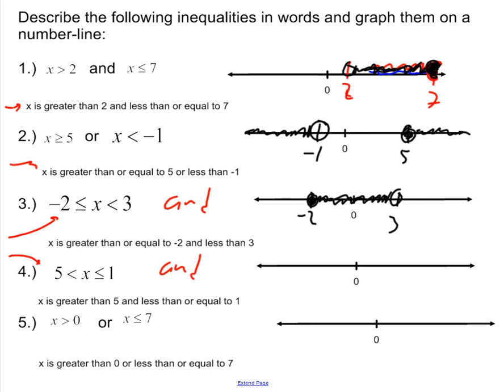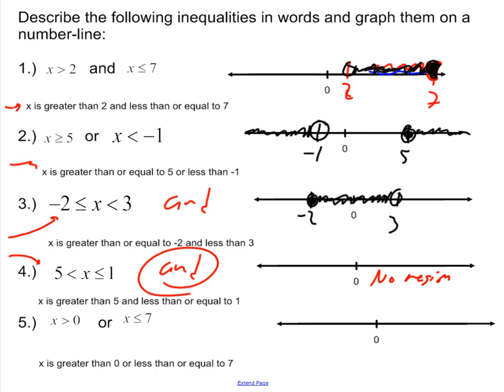Question 4 is interesting. Question 4 says that x is greater than 5 and less than or equal to 1. Well, let's think about that. x is greater than 5, so here's 5, open hole, greater than 5. Or less than or equal to 1, here's 1. It's going to be a closed hole, it's going to go that way. And it's an and statement, which means it's the overlap of those two regions. And in this case, there is no overlap, so there is no region. No region. Kind of like a no solution.